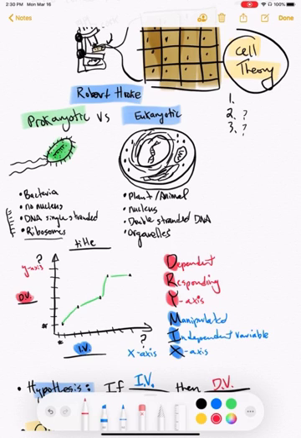Eukaryotic cells, remember, you are eukaryotic cells. That's us, so animals, also plants. They have a nucleus, they have double-stranded DNA, and they have organelles. So they're a lot more complicated, a lot bigger, and can do all the crazy cool fun stuff.